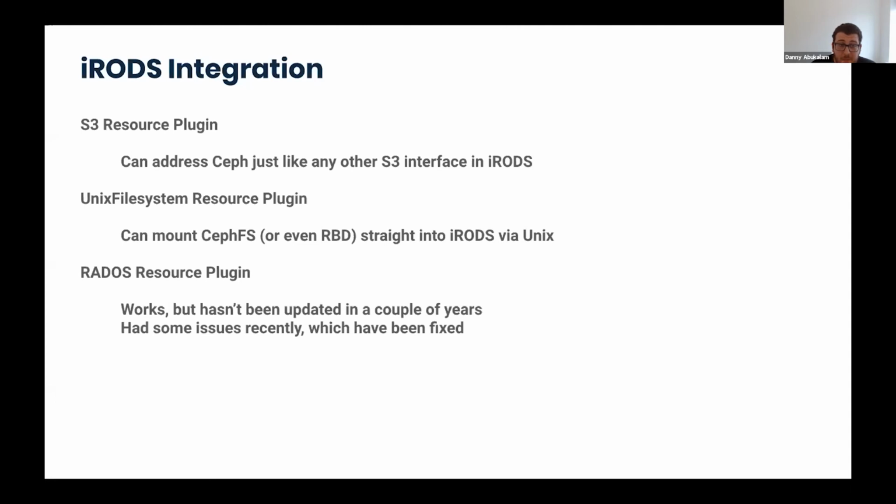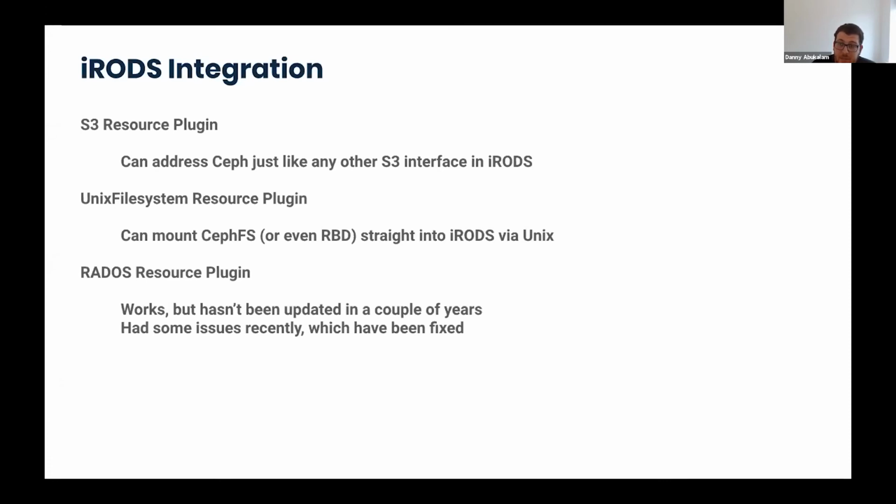In addition, you can connect Ceph a number of ways through the Unix file system resource plugin. We can take CephFS or RBD, depending on our use case, and mount these directly into iRODS via the Unix file system resource plugin. It's reportedly very performant, and is the current preferred way that some people in the iRODS community have been using Ceph.